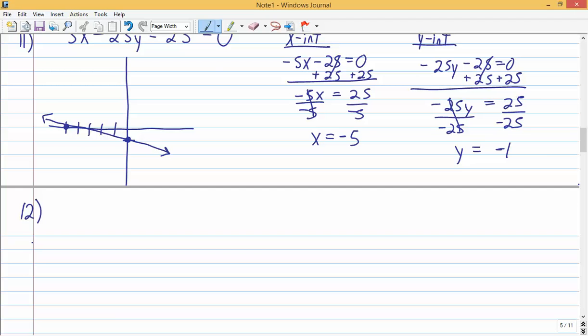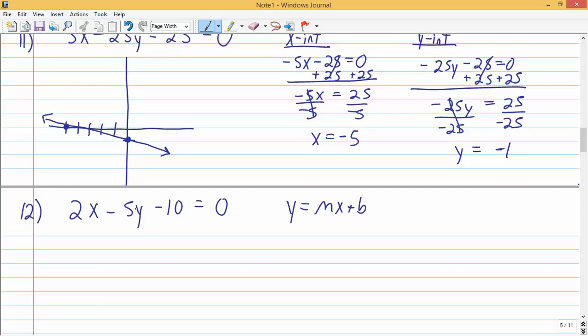Alright, problem number 12. The directions say determine the slope and y-intercept of the graph of the equation. If I need slope and y-intercept, I need to put this in slope-intercept form. Slope-intercept form is y equals form, or y equals mx plus b form, where m is the slope and b is the y-intercept. So make this y equals.